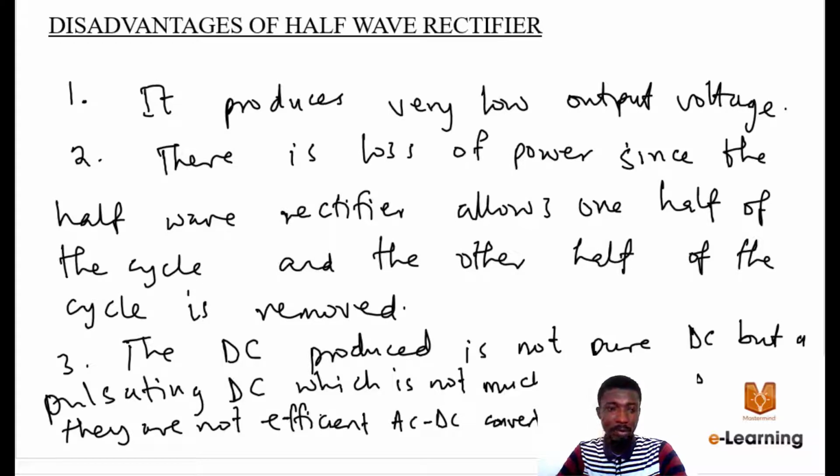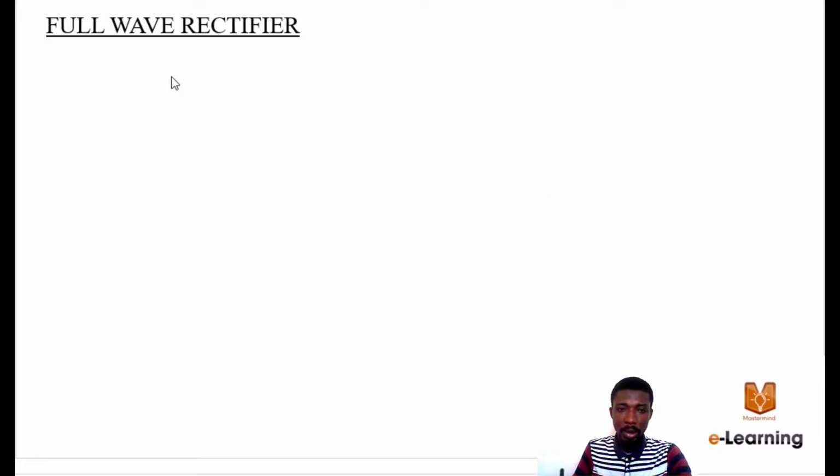Now let's move on to look at the full wave rectifier. A full wave rectifier is a type of rectifier which converts both half cycles of the AC signal into pulsating DC. In the half wave rectifier, you notice that only one half cycle comes out, so the other half cycle is wasted or cut out. So what the full wave rectifier does is to give you the full benefit of both half cycles.